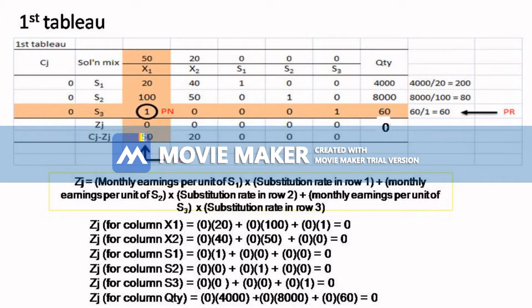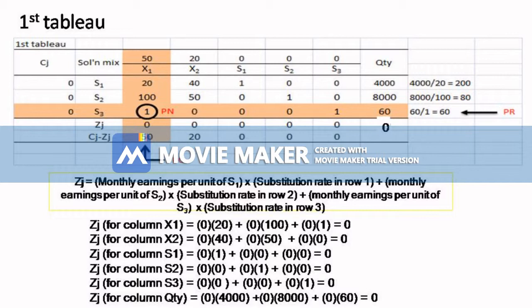So to identify our PN, or our pivot number, we have to look at the number which lies at the intersection of our PC and PR. So in this problem, or in this tableau, our PN is 1.